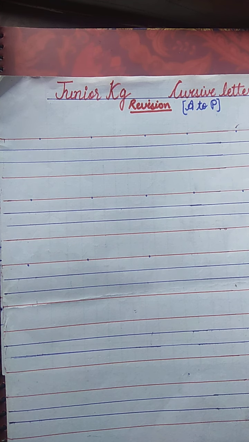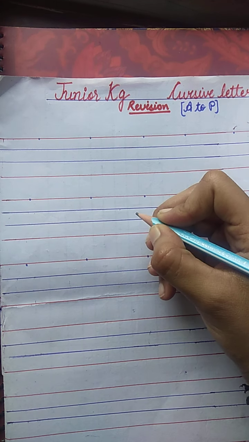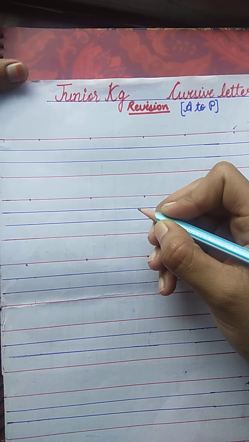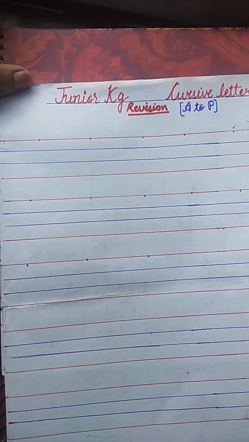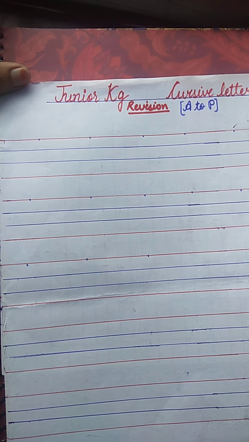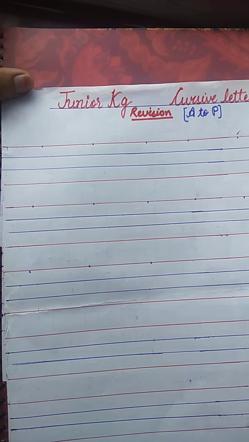Today we will do the revision of cursive letters. आज हम क्या करेंगे children? आज हम cursive letters का revision करेंगे. Now take out your pencil and eraser and hold your pencil like this. You have to hold your pencil like this. आपको pencil कैसे hold करनी है children? Like this. Now the first letter of alphabet is A.